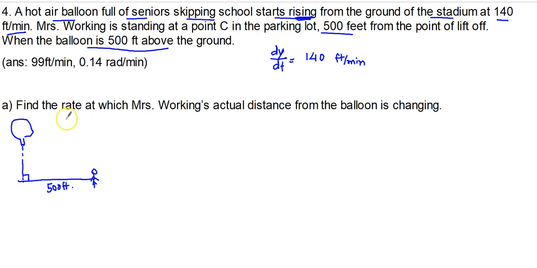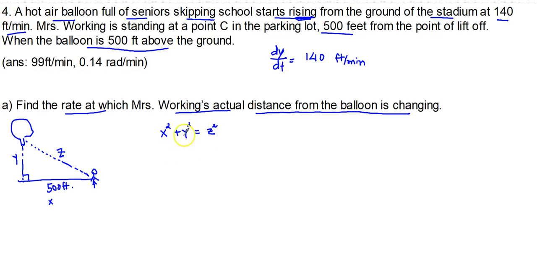Let's read further. Find the rate at which Mrs. Working's actual distance from the balloon is changing. Actual distance is the z, y, and let's keep it x. So obviously the relationship here we are looking at is x squared plus y squared is equal to z squared. All three of them are changing, or which one is changing? Make sure that Mrs. Working is not moving anywhere. She's fixed. So x is fixed. 500 is not changing.